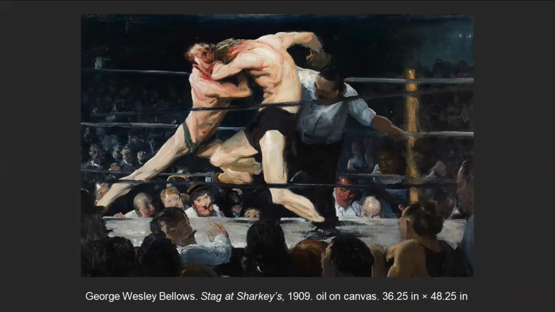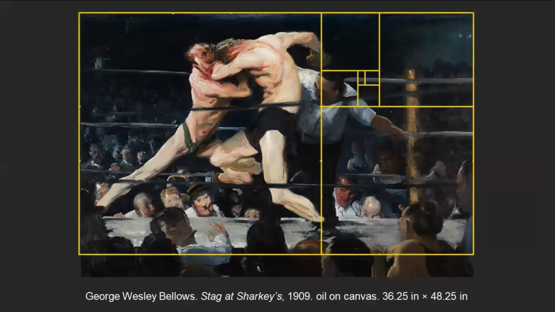But position can also mean its location on the picture plane. So I'm going to lay on top of this painting our favorite golden mean rectangle again, and we will see that indeed this painting is using the golden mean. There is the line of the edge of the boxing ring where all of the spectators' heads are on the bottom, creating a division that divides the image into a golden mean rectangle on top.